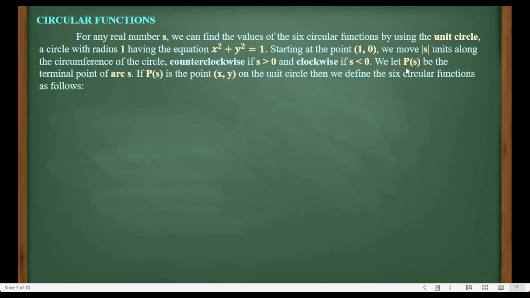We let P of s be the terminal point of arc s. If P of s is the point with coordinates x, y on the unit circle, then we define the 6 circular functions as follows.